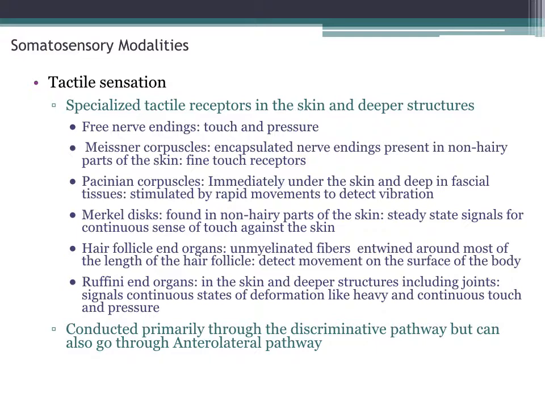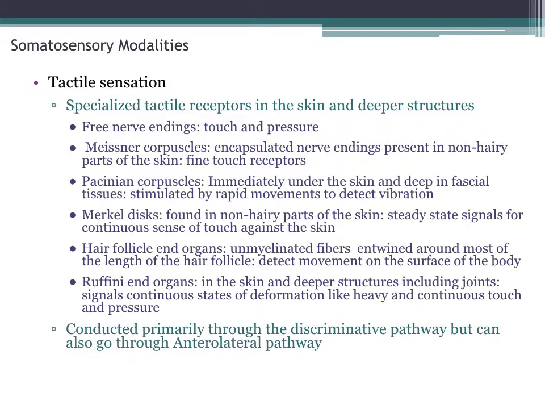The Meissner corpuscles are encapsulated nerve endings that are present in non-hairy parts of the skin. So in other words, the palms of our hands, our fingertips, our lips, the soles of our feet, and they are receptors to fine touch, or our discriminatory touch, where we can tell the difference again between sharp and soft, or wet and cold, or warm and dry. Those are what we're feeling with the Meissner corpuscles.